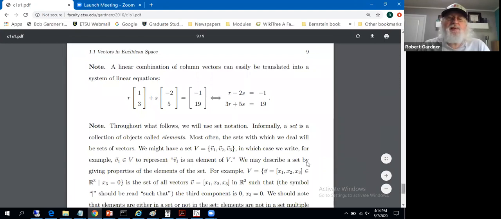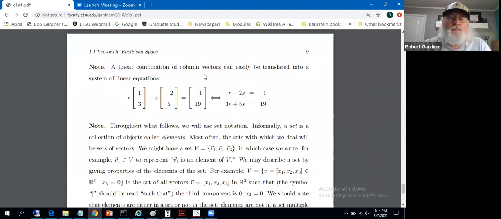Suppose we took a linear combination of a couple of column vectors. Suppose we took r times this vector 1, 3, plus s times this vector negative 2, 5. And from that we got out, say, the vector with two components, negative 1, 19. To foreshadow some things to come, and just to expose you to some column vectors for something new.